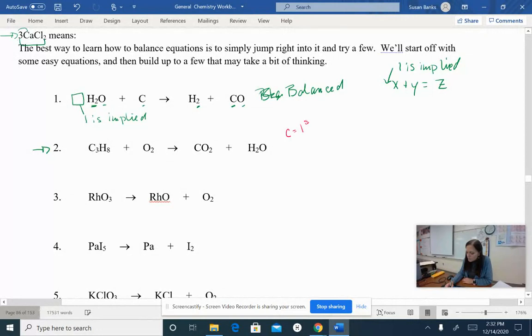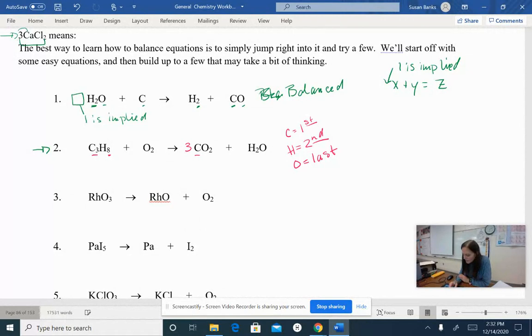Do your carbons first. Once your carbons are balanced, then start working on your hydrogens. Do your hydrogens second, and then do your oxygens last. Save your oxygens for last. Okay, so let's start with our carbons. I've got 3 here. I've got 1 over here. So what can I multiply my 1 by to make sure that I have 3? Is 1 times 3? 3? Yep. So now I have 3 on both sides.